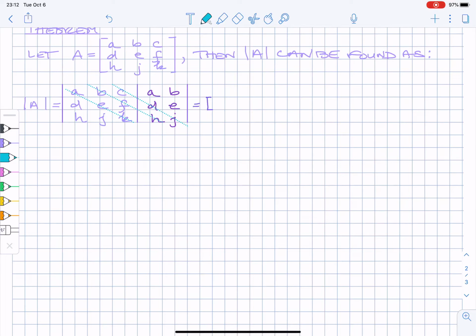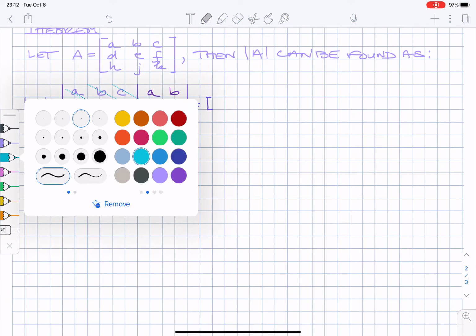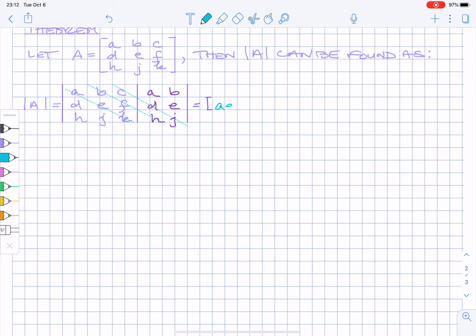The products of those guys separately, and then we're going to add them up. So namely, we're going to have AEK plus BFH plus CDJ. And then we're going to subtract from that the following product. Let's do this maybe in orange. The alternate diagonal products and sums.